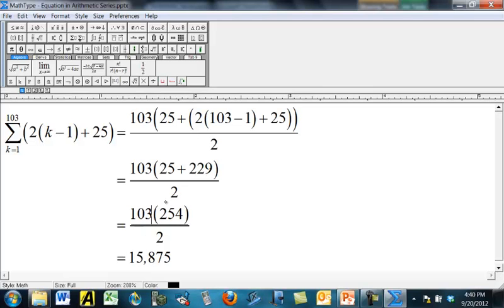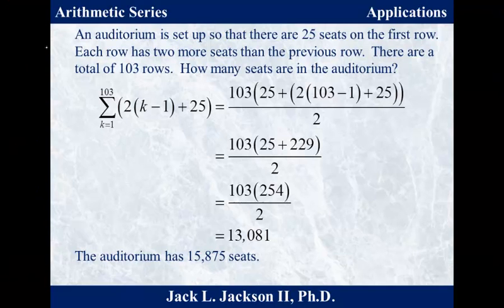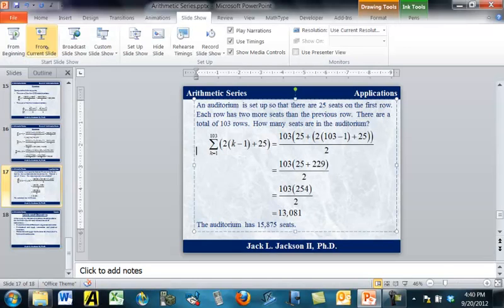And so let's work this out. That is, let's see, 254 divided by 2 is 127. And I'm going to use a calculator here. 13,081 is the correct answer there. Okay, and 13,081, so the auditorium has 13,081 seats.